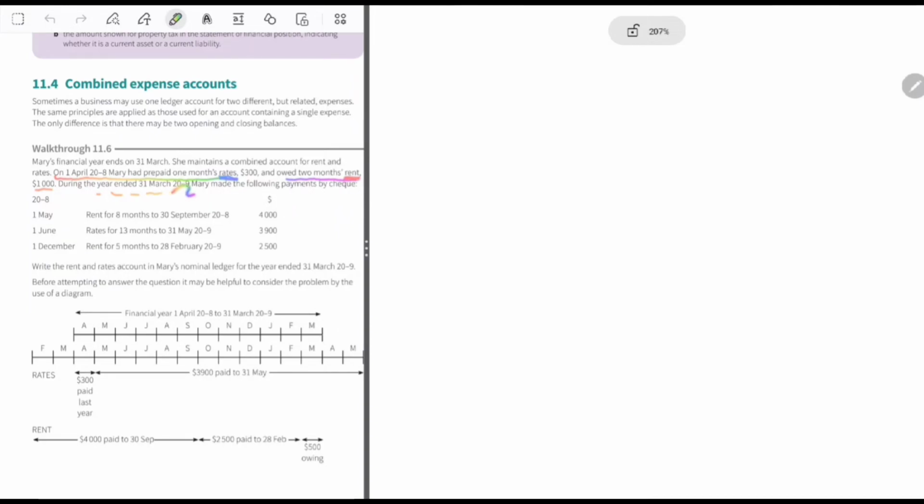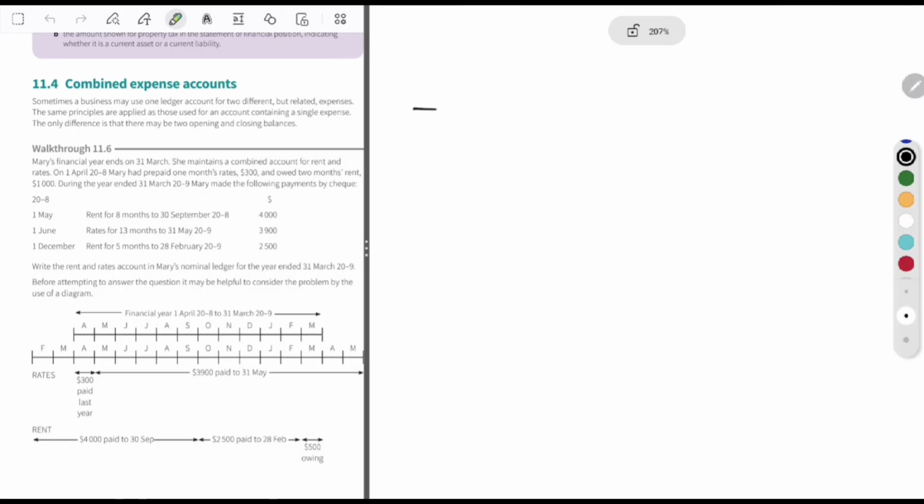During the year ended 31st March 2009, Mary made the following payments. So these are the payments that have been made. We need to write up the rent and rates account in Mary's nominal ledger. This is the question that is given to us. So the year ended is 31st March 2009, and here we are given 1st April 2008. That means this is our opening balance.